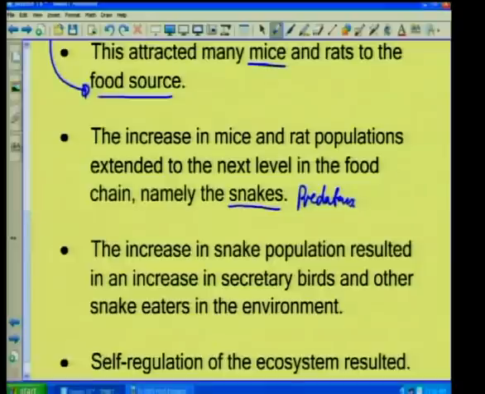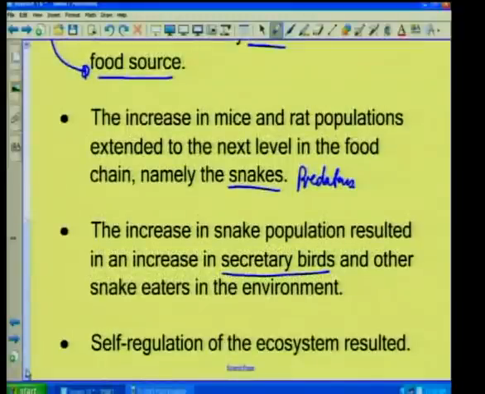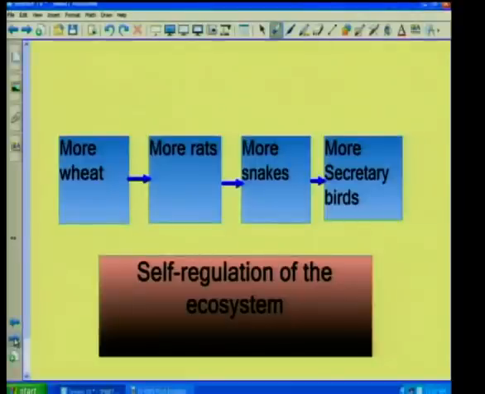The increase in the snake population, look at this, resulted in an increase in the secretary birds and other snake eaters in the environment. And what did we have? We have a self-regulation in the ecosystem because the rats ate the wheat, the snakes ate the rats, the secretary birds ate the snakes. So they actually regulate to keep the rat population down and to keep the snake population down. There's an example. So we have more wheat, more rats, more snakes, more secretary birds. And this is the important thing here. It's self-regulation in an ecosystem.